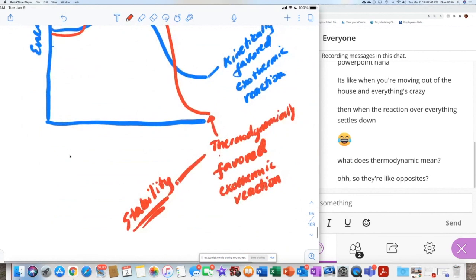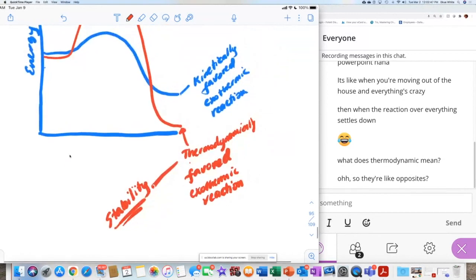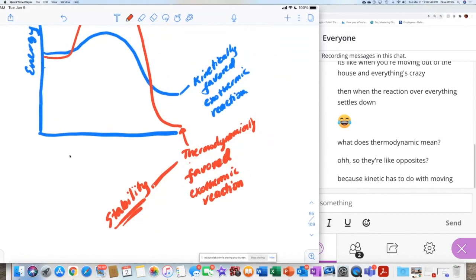So when you look at this here, it has to do with speed, right? Thermodynamic doesn't mean it's not moving. It is moving, but it's not moving as fast.